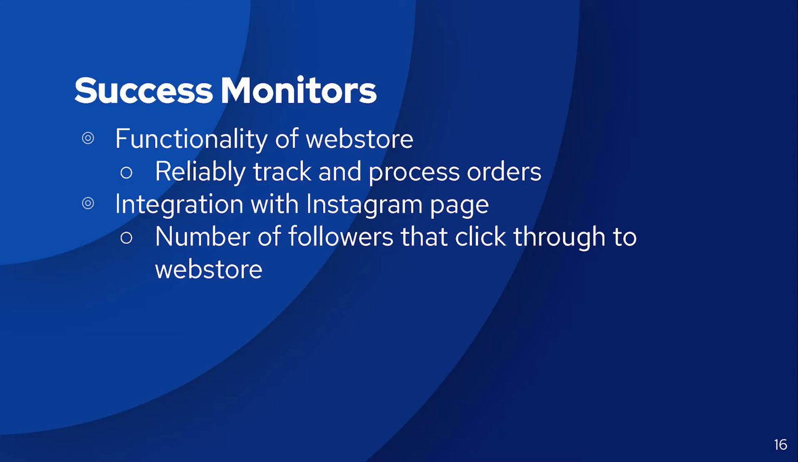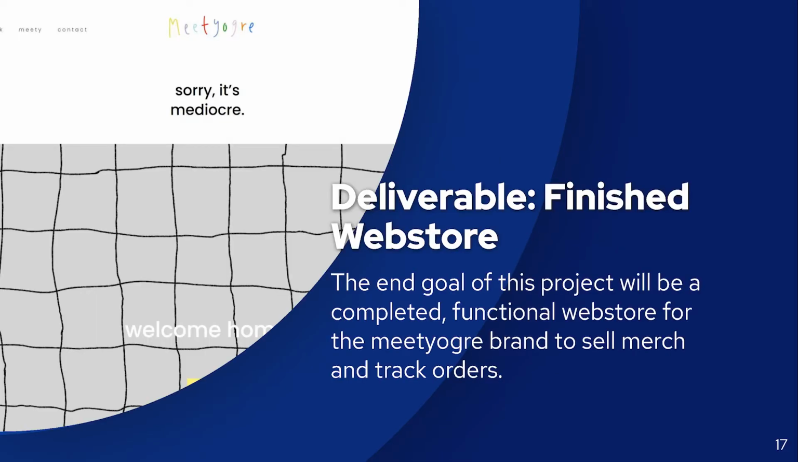And another is the integration with the Instagram page. And we can check that through the number of followers that click through to the web store. So basically the number of people following the Instagram page that got there from something they saw on the Instagram page. And so the end goal of this project is going to be the finished web store, completed, fully functional, and it should be able to sell merchandise and track orders for the Mediocre brand.